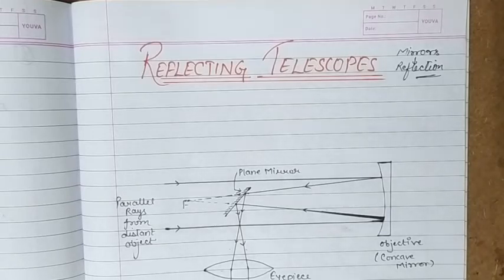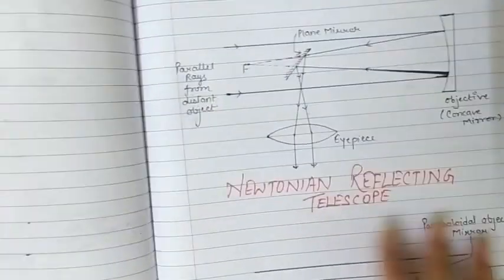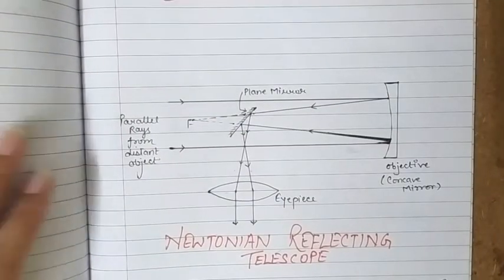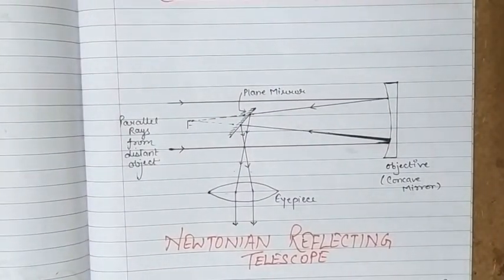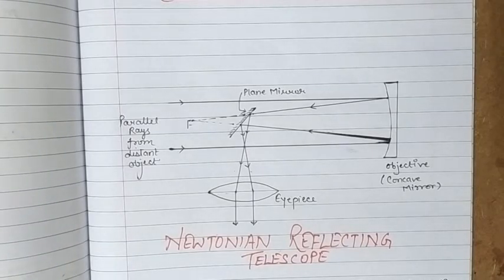There are two major types of reflecting telescope. One is Newtonian, which was the first reflecting type telescope and was made by Newton in around 1668. After that we have another, which is called the Cassegrain reflecting telescope. First of all, here is the diagram of the Newtonian reflecting telescope, which Newton designed in 1668, and he used a concave mirror.